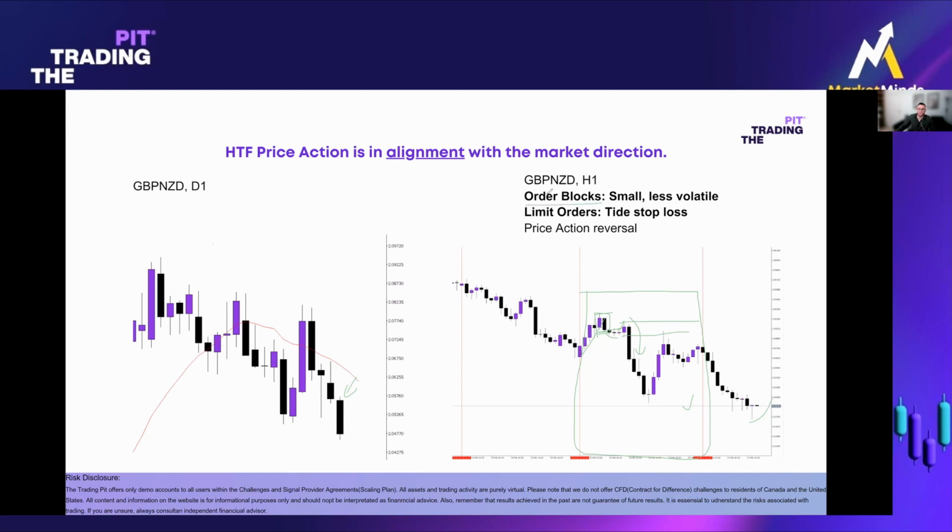Now, what is the difference between this example and the Euro-US dollar we saw before? In this example, the daily price action is confirmed as a reversal. So we are trading the daily price action to be continued. The room of opportunity is, of course, up to this swing low on the daily chart. So we can use this to our advantage.